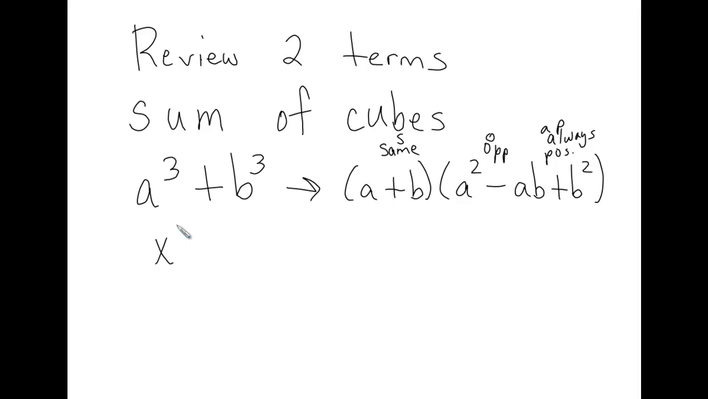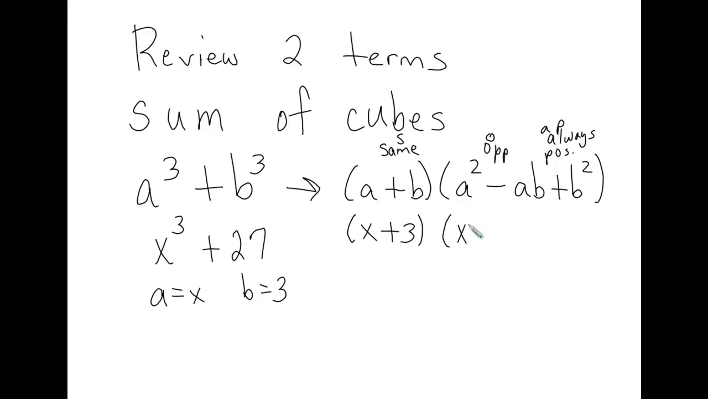An example of the sum of cubes would be x cubed plus 27. The cube root of x cubed is x. The cube root of 27 is 3. Just substitute into the formula. This would be x plus 3 times x squared minus 3 times x plus 3 squared, which is 9.